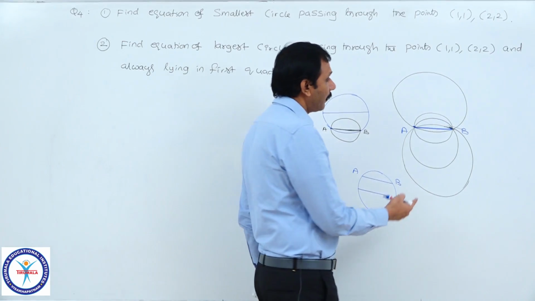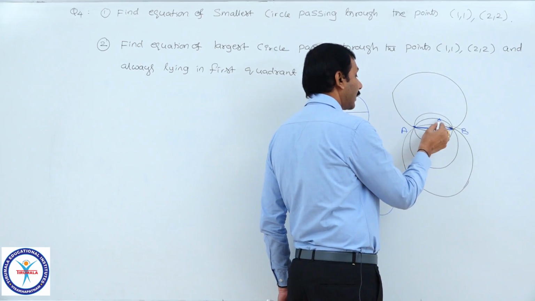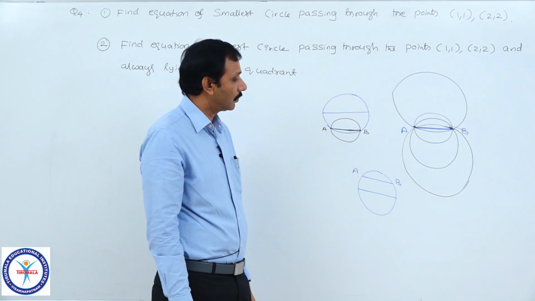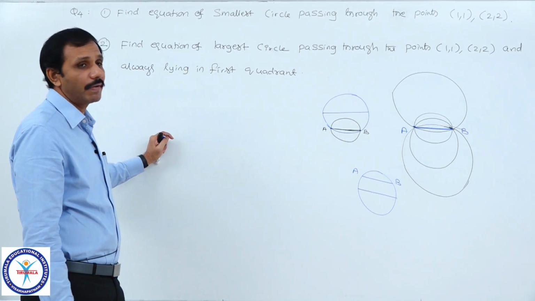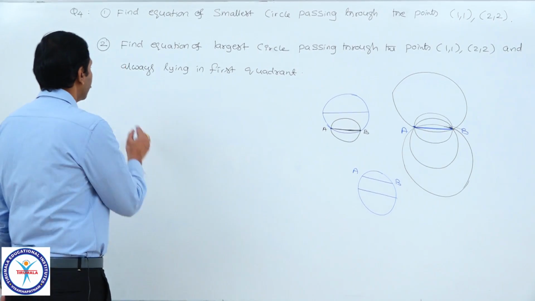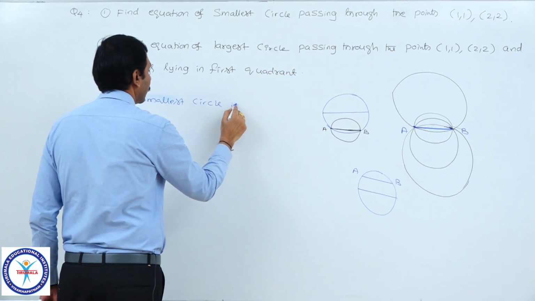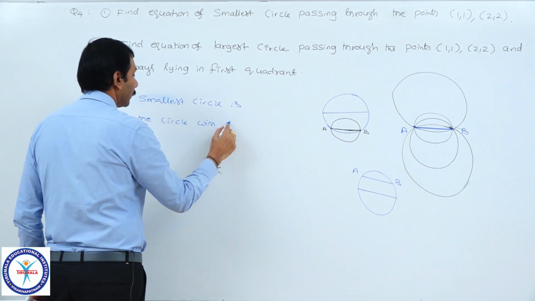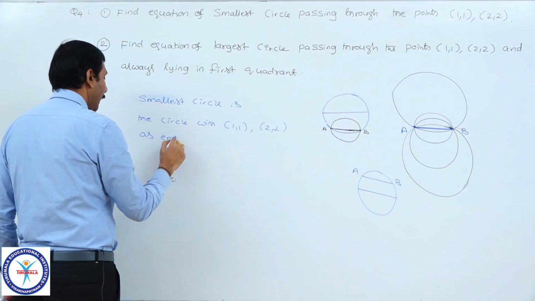Hence, we can say the smallest circle passing through these 2 points A comma B is nothing but the circle with these 2 points as ends of diameter. Hope you got this point. Therefore, if you want the equation of the smallest circle passing through the points 1 comma 1 and 2 comma 2, it is the circle with those 2 points as ends of diameter.